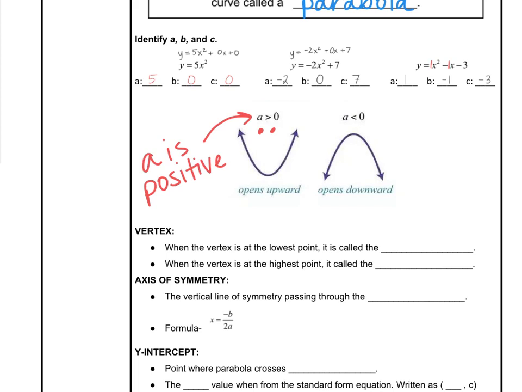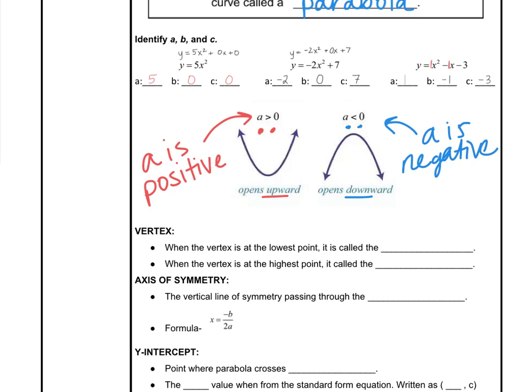On the other hand, if a is negative, so that first term, x squared, if there's a number in front that's negative, then it's going to open down, which is why we have a sad parabola. It's going to open up or it's going to open down. So those are some terms that you'll see us using here in a second.